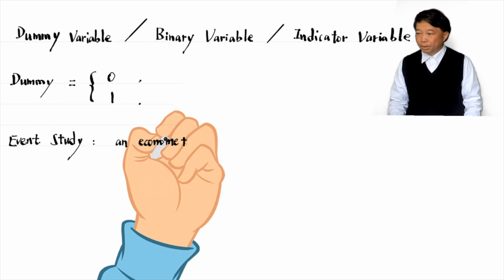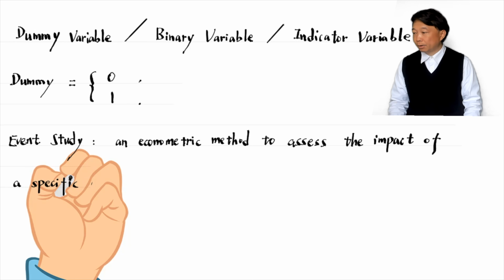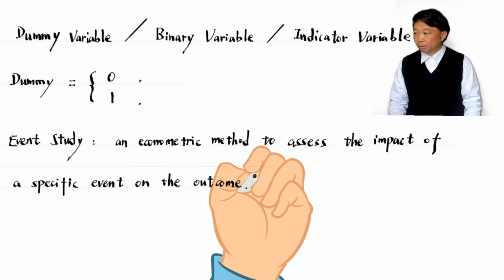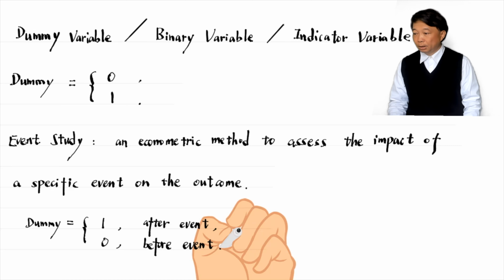An event study is an econometric method used to assess the impact of a specific event on the outcome. We use a dummy variable in an event study. In an event study, the dummy variable serves as an explanatory variable in the model to represent a particular event. If the event occurs, the dummy variable takes the value 1, and it equals 0 otherwise. In an event study, the goal is to see whether a particular event significantly affects the outcome variable.